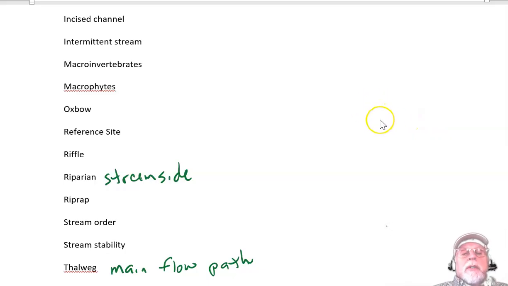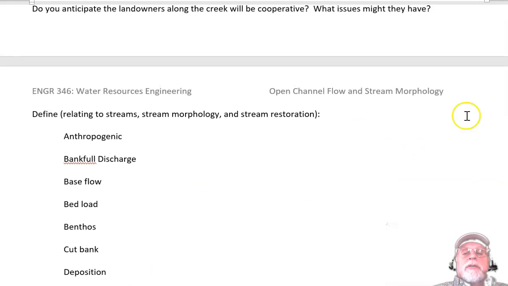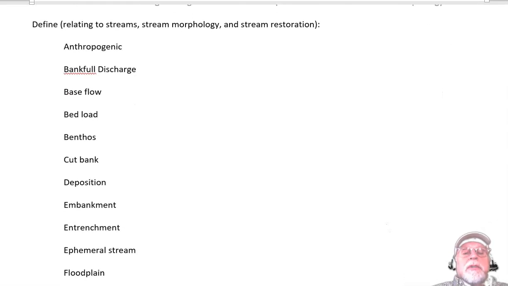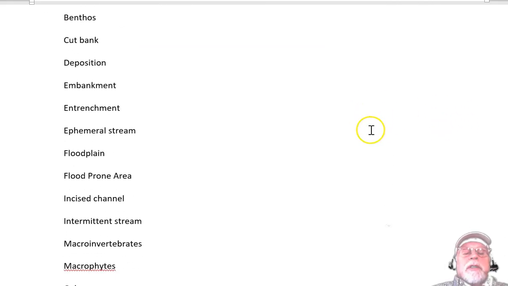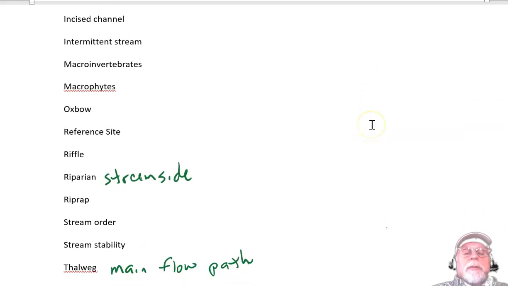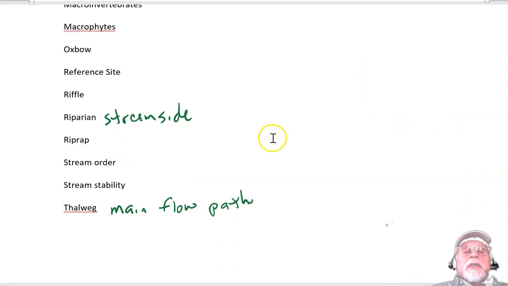Okay, back to our handout. I'll let you look these up and figure them out. Remember, these are in reference to stream morphology and stream restoration. Anthropogenic means man-made, but what are we talking about in streams? So look up these terms if you don't already know them, and put them in the assignment.